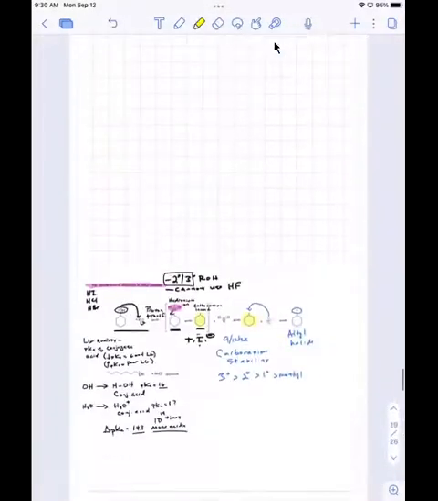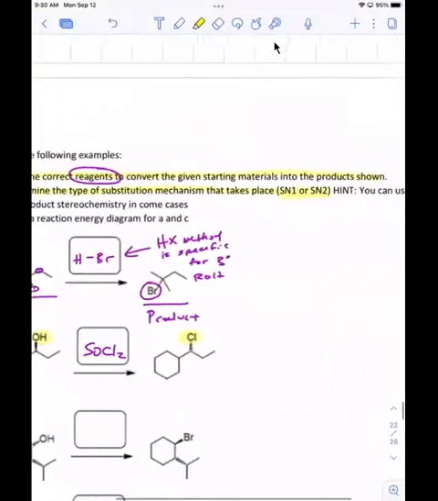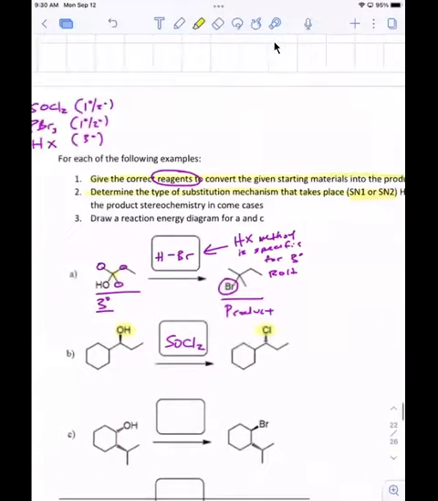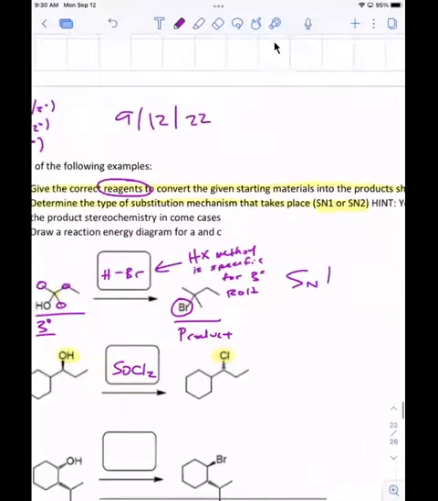So let's go back to here and we can answer this question. If we know that the first reaction goes through a carbocation intermediate, which mechanism is working there? Is it SN1 or SN2? Because I'm looking at it and it seems like it leaves first. So is it SN1? Yes.